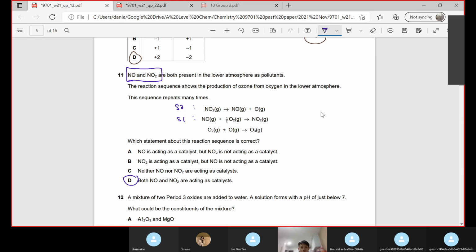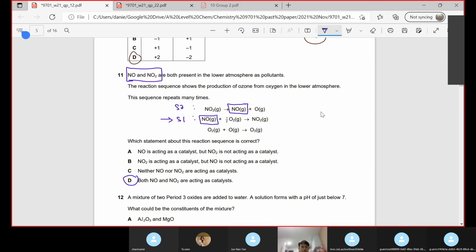Okay, NO reacts with the hydrogen gas, becomes NO2, then NO2 becomes NO and produces oxygen. Can, no problem. Okay, or the other way around. So if we start from this one first, the second equation as our step 1, you will notice that this will consume, become NO2 and regenerate again.